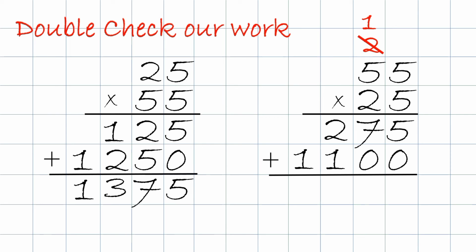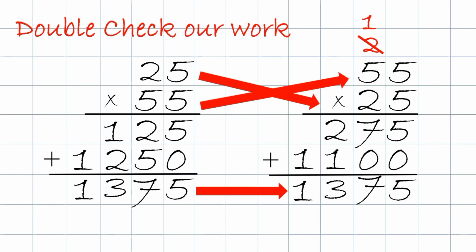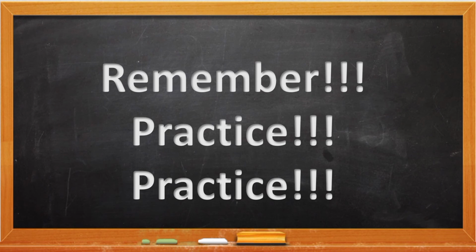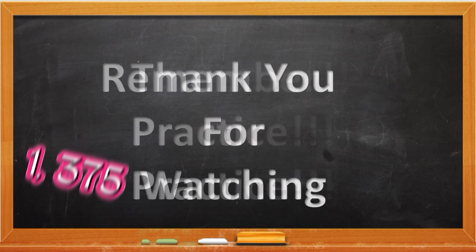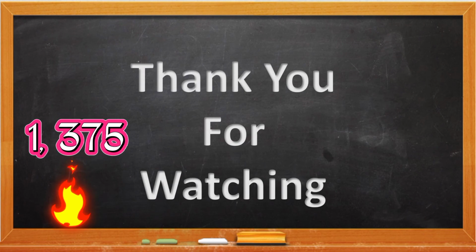1100. So when we add, we shall start with 5 plus 0. 5 plus 0, the answer we get is 5. 7 plus 0 is 7. Then 2 plus 1 is 3. 1 plus 0 is 1. So you realize that the products are the same in the two ways, even if we interchange the factors. So our answer becomes 1375.